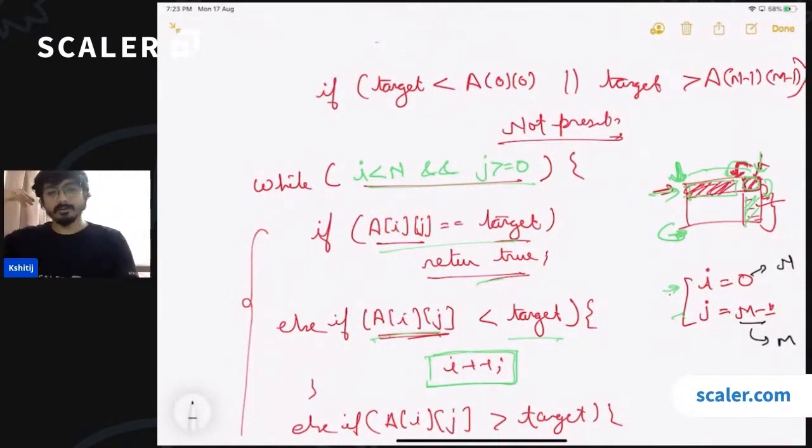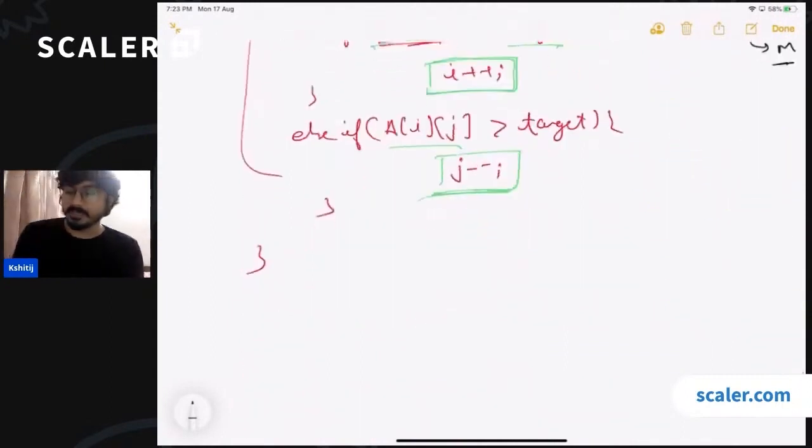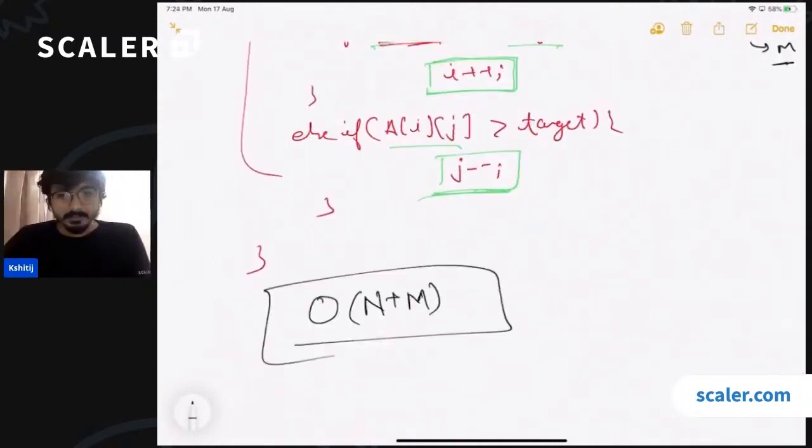In other terms, you can also think in this way, that in every step, either you are ignoring one row or you are ignoring one column. There are total n rows, there are total m columns. In the worst case, if the target that you are finding is present here, you will be ignoring all the rows above this and you will be ignoring all the columns after this, right? So the time complexity is going to be n plus m.